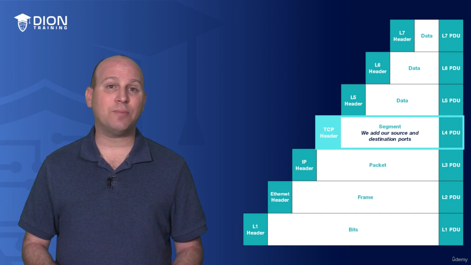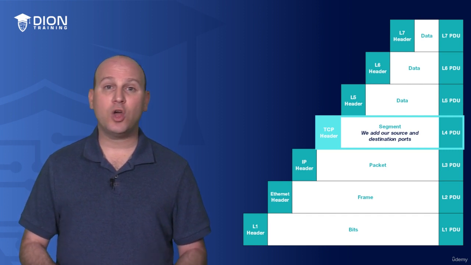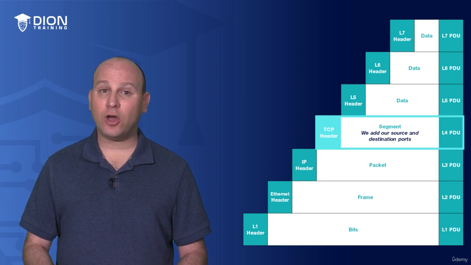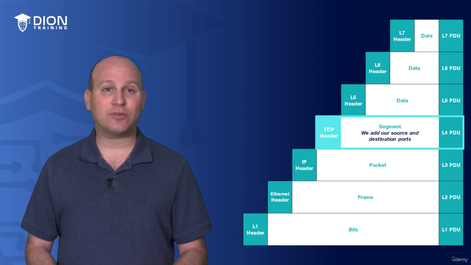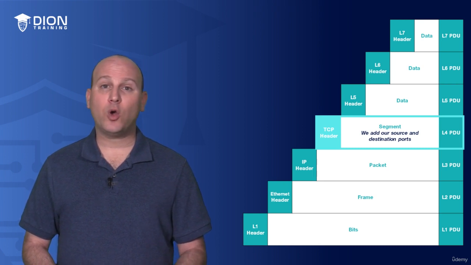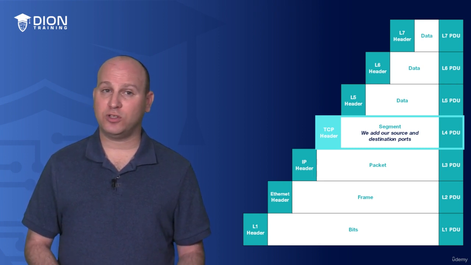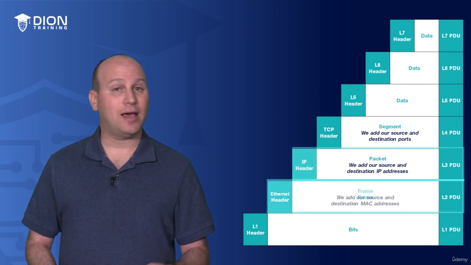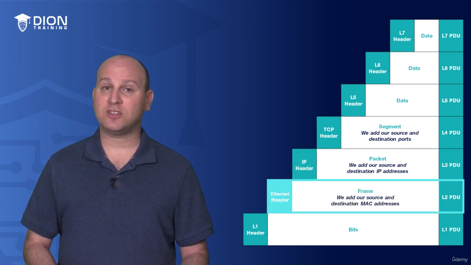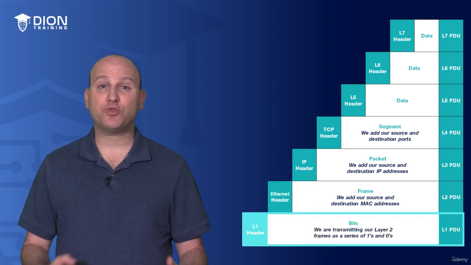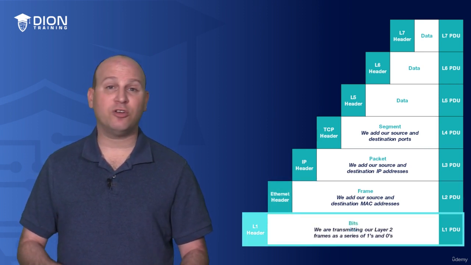First, remember, as data moves from layer 7 to layer 1, we are going to encapsulate that data. So, as we move down the OSI layers, we're going to encapsulate that data and add a header at each of those layers. At layer 4, we're going to add our source and destination ports. At layer 3, we add our source and destination IP addresses. At layer 2, we add our source and destination MAC addresses.